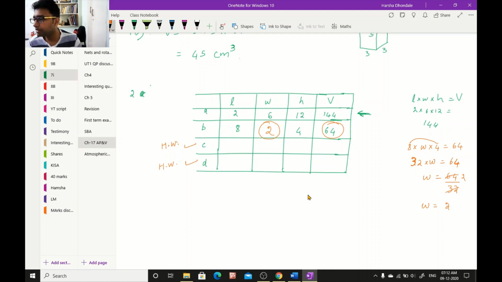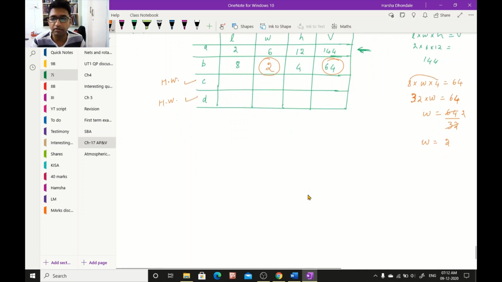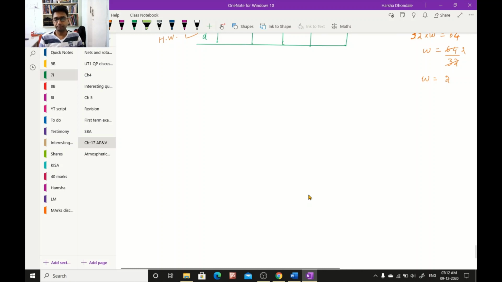Next, we shall be solving 4A and B. There is another tabular column given. Fourth one gives you area. Area is always in centimeter square. Area, height, and then volume. Problem A, problem B, problem C, problem D.